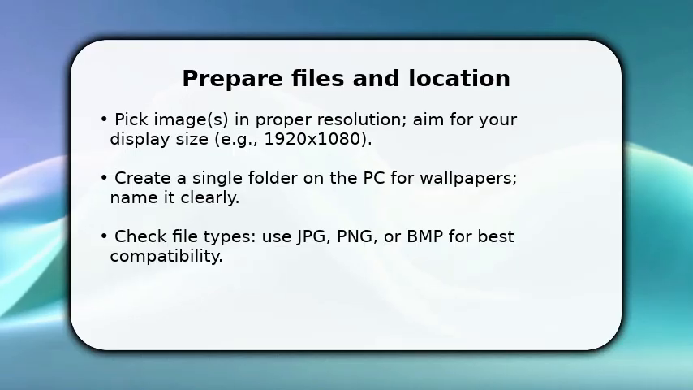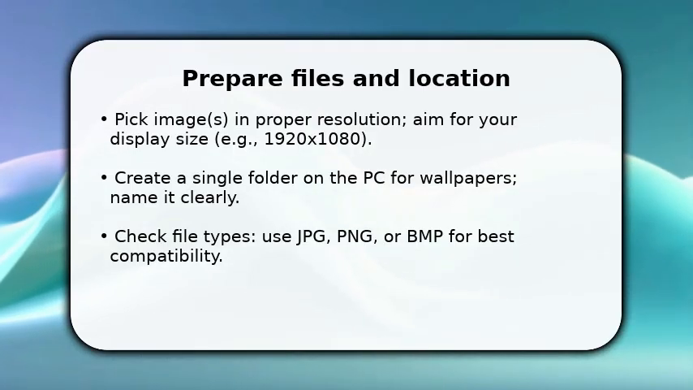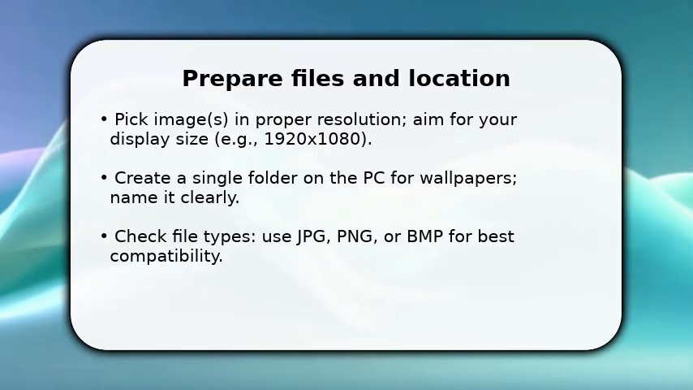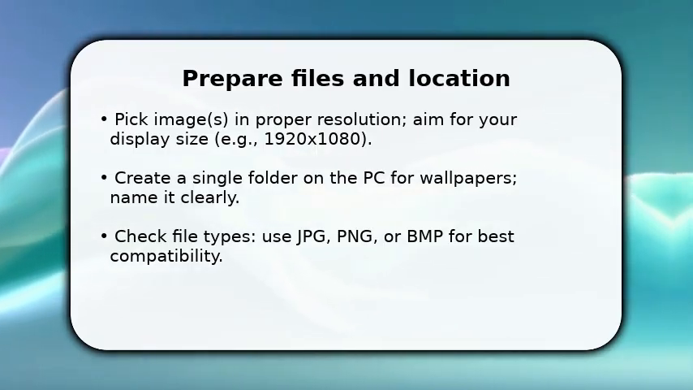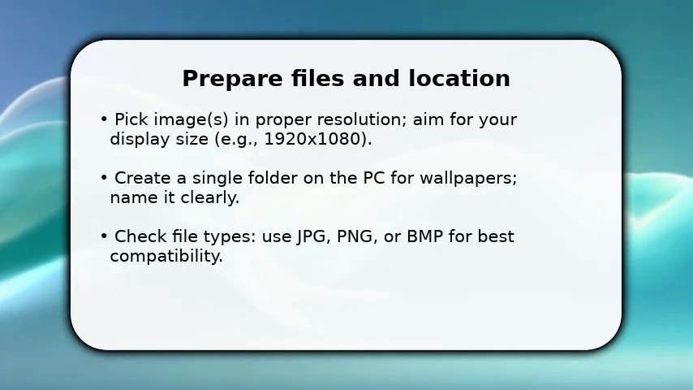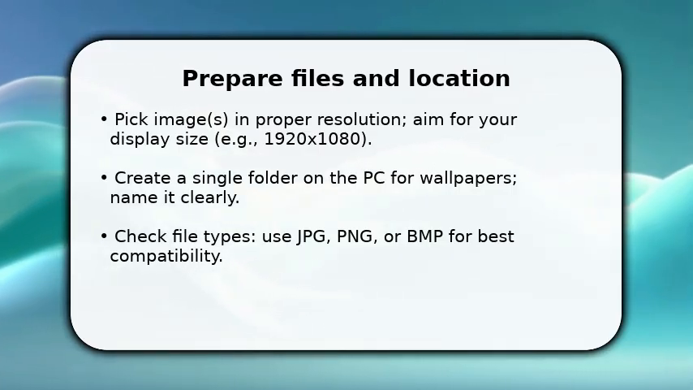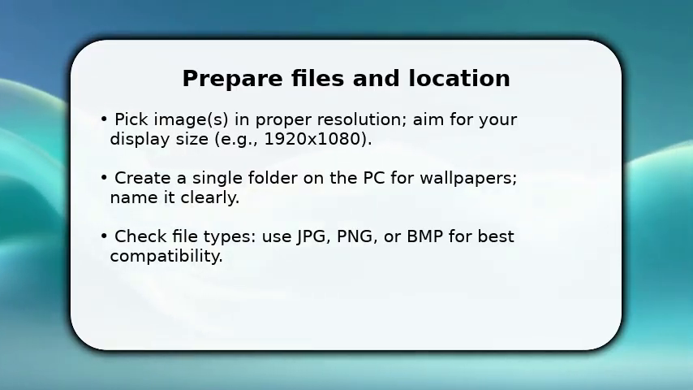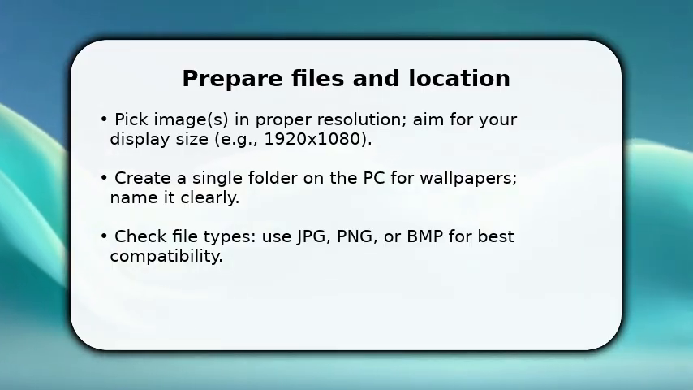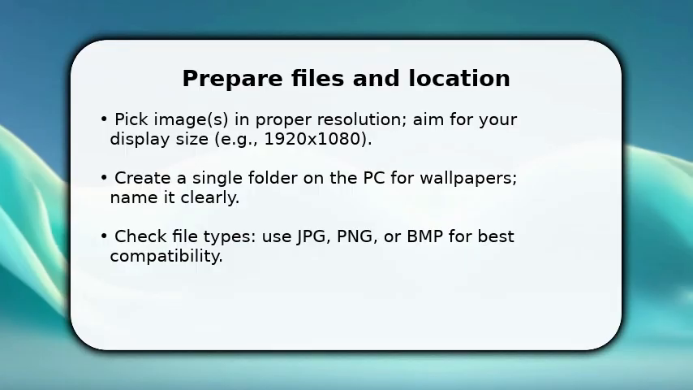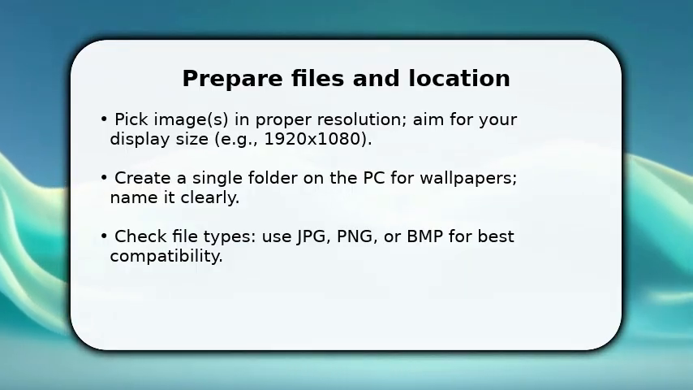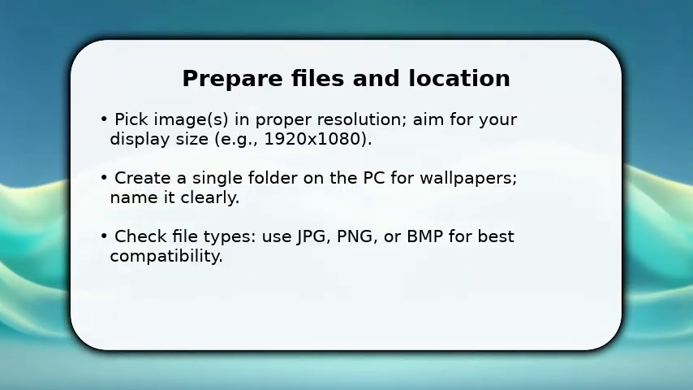You start by collecting the images and placing them in one folder so the system won't search everywhere. Make sure the images are at or above your screen resolution. That preserves sharpness when set as wallpaper. If you want a slideshow, decide the order and file name sequence now. Once done, right-click a sample image to verify it opens correctly in the default viewer. That confirms the file type. These quick checks prevent blurry or incompatible wallpapers.